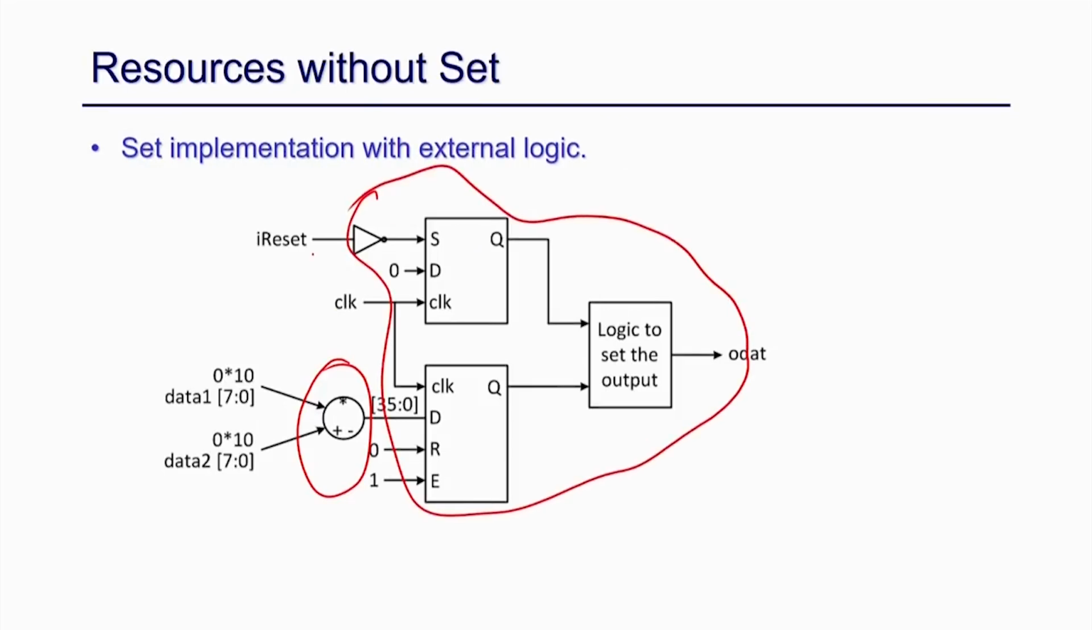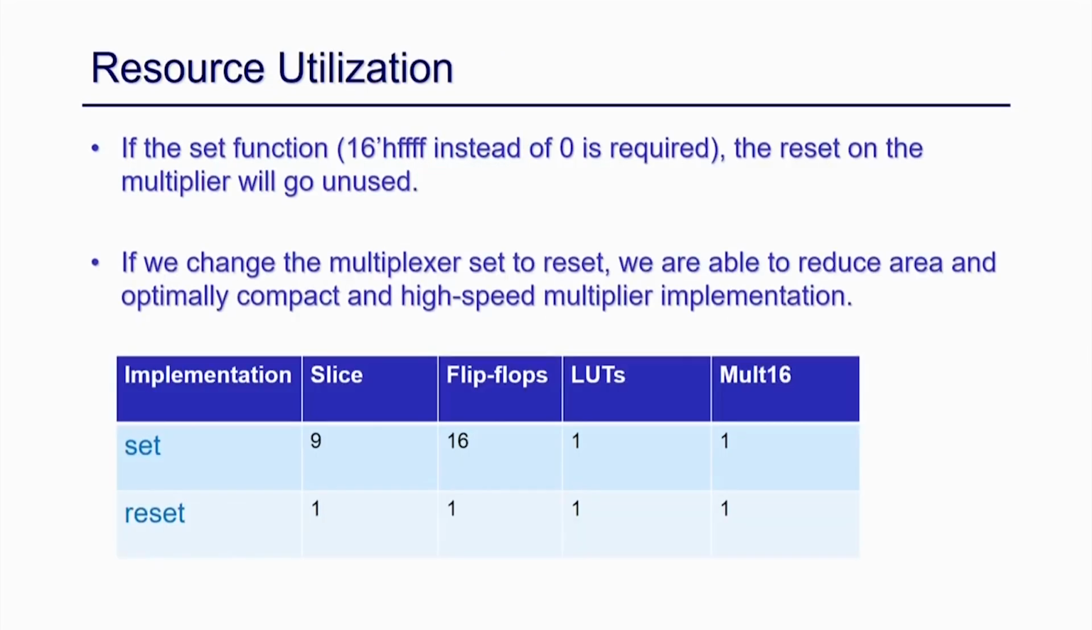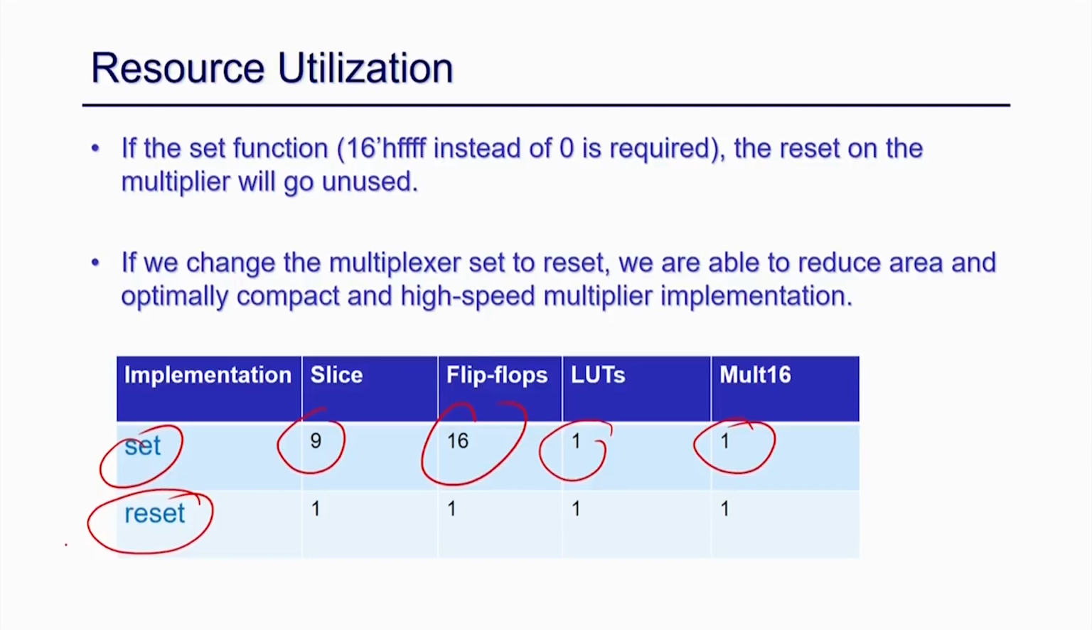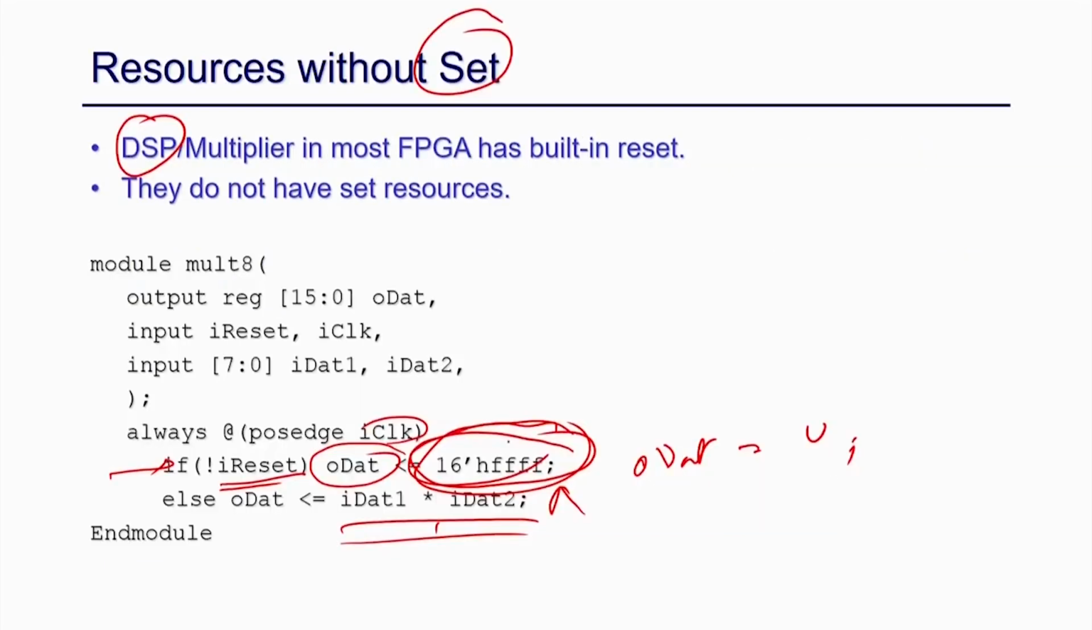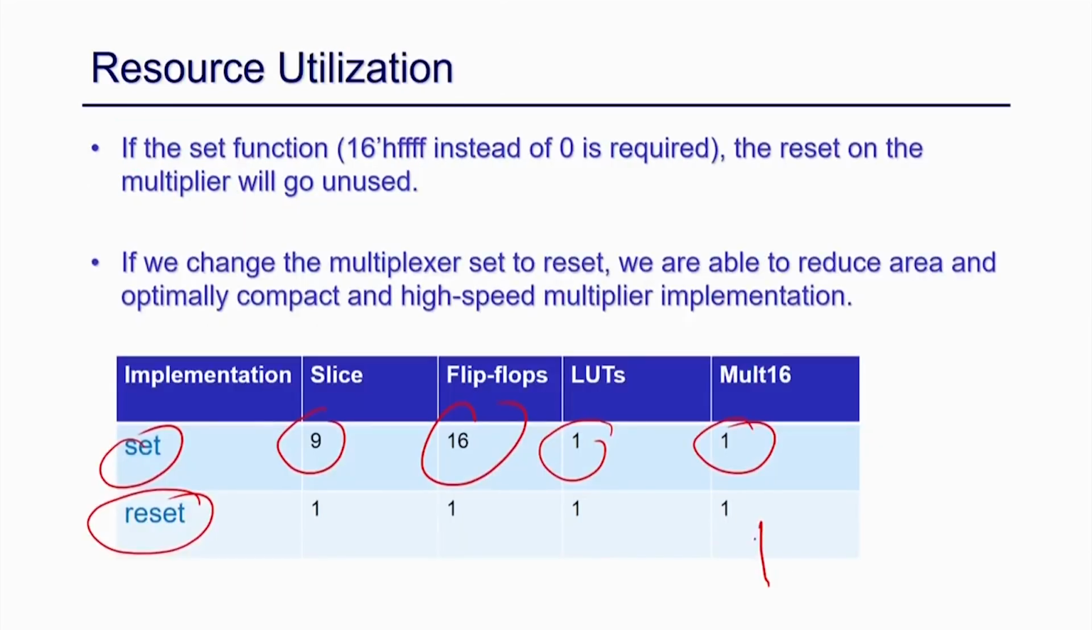So, this logic is just setting up this multiplier results with this 1, all 16 1s. This is the additional resource that you require just to have the set value. For example, here you see that for the set example you need 9 slices, because this is going to map this 16 flip-flops and this one DSP and one LUT. And for the reset one, you just replace this by this id equal to 0, and everything can be mapped into a single multiplier.